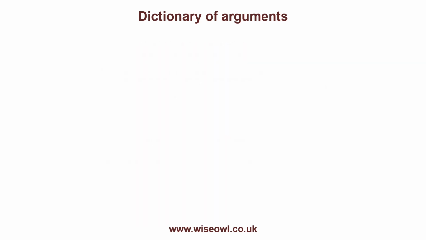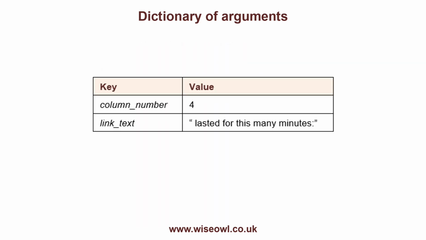To get this to work, you could create a dictionary of arguments, and the dictionary would have 2 elements. The first one would have a key of column number, which would be set to 4 for the second example, and the second key would be linked text, which would be set to lasted for this many minutes. Bear with me with this. So let's now have a look at this in practice.